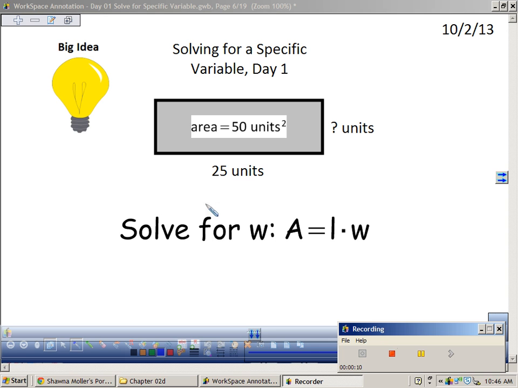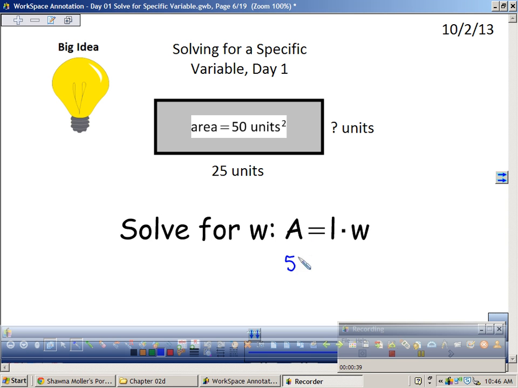Think you have it, Andrew? Area equals length times width. So I'd have to multiply 12 times something equals 50, right? So if I want to know what the area is, and I know the area is 50, how long is it? Right here? 25. How would I find my width?